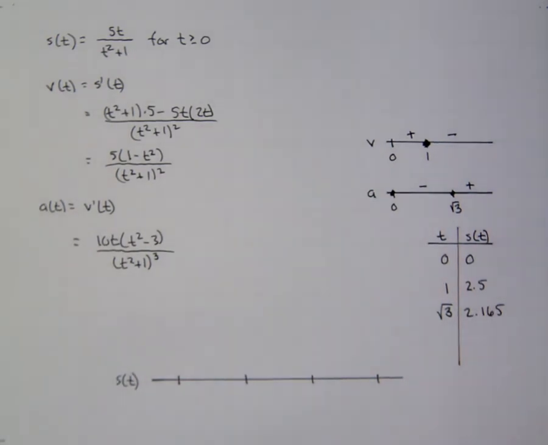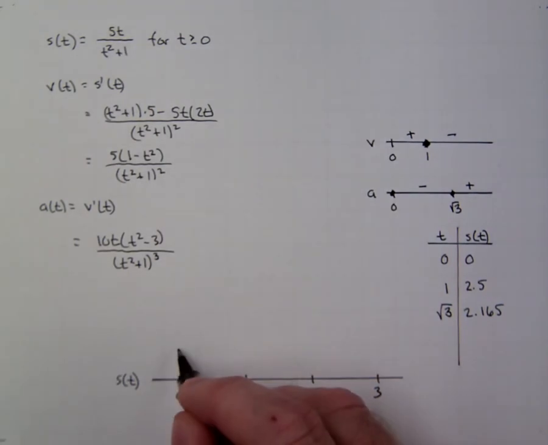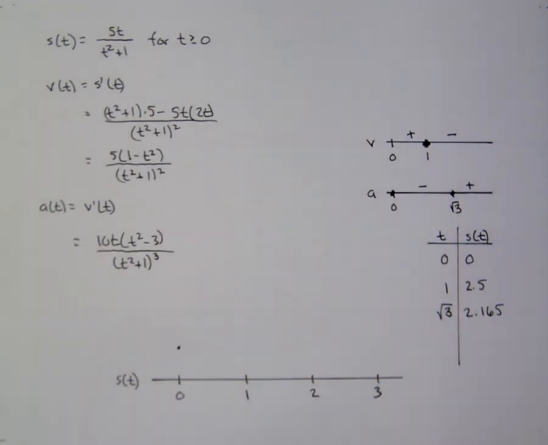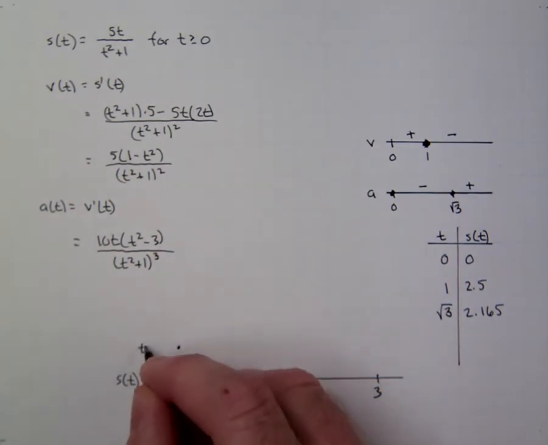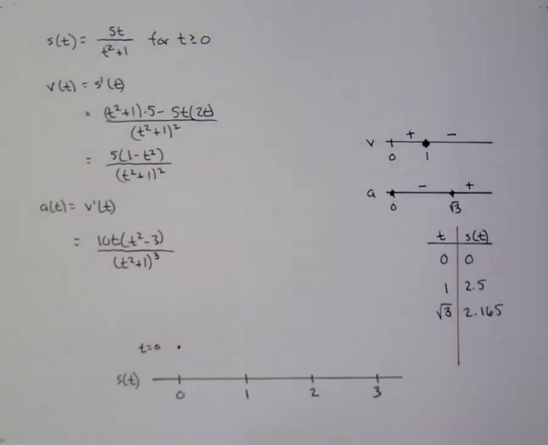And so in diagramming the motion of the particle, we're going to want to use a scale that captures these 3 values, and it seems to me that if we go from 0 to 3 by 1s, we're going to get a pretty good picture of how this thing is moving. So then we want to identify the position at the initial time of 0, and we'll just make a little dot there, and we'll make a note also that this is occurring at time 0.